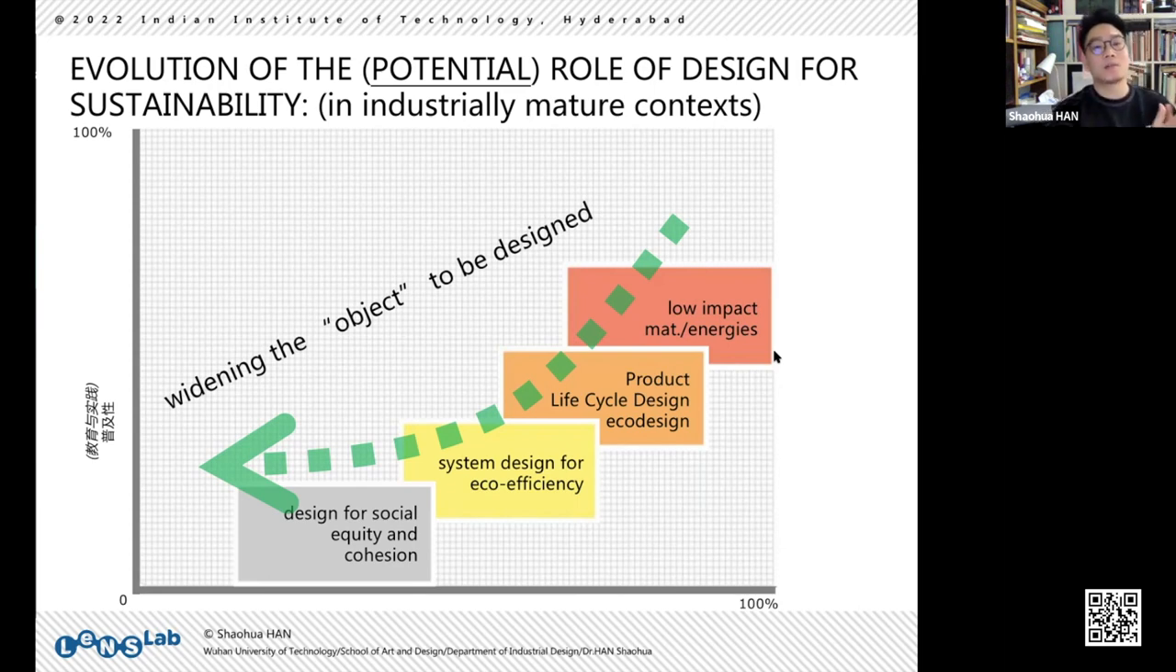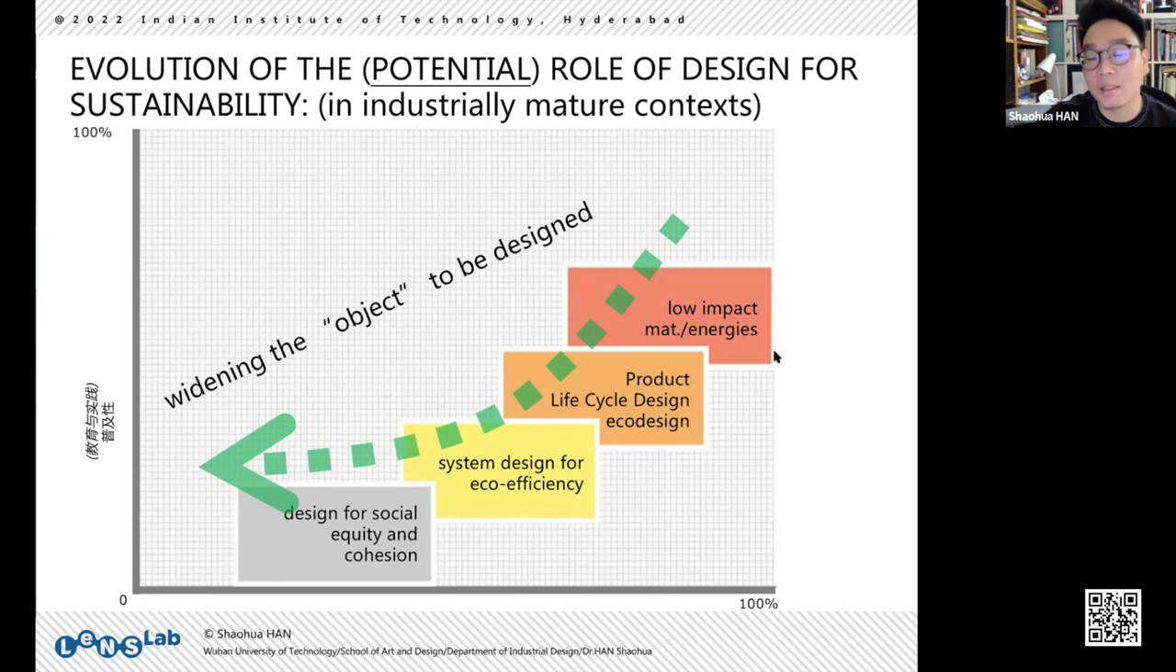And then the last direction for our sustainable designers is design for social equity and cohesion. I think this kind of design in China now is more or less about social design, social innovation. It mainly happens to help people from the city and from the village to have a good balance and good communication. From these four directions of design for sustainability, we can find our direction and find our goals for our design.